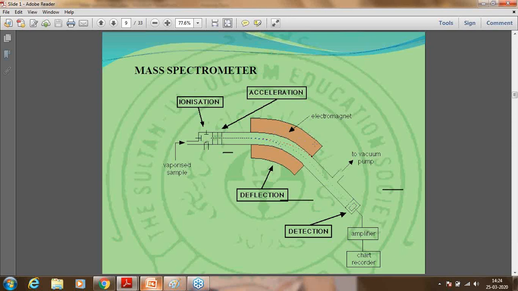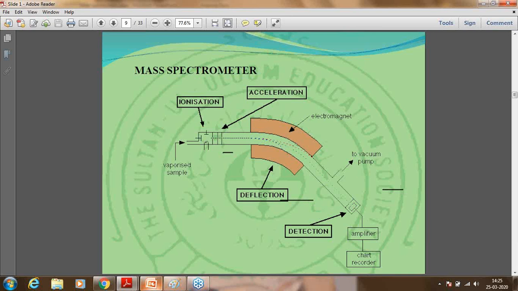And this is the electromagnetic field. Once these ionizing fragments reach the analyzer, the electric field will deflect these fragments on the basis of their charge. You can see the different color coding here: red, green, blue. These are different charged species, and they are separated on the basis of their charge.